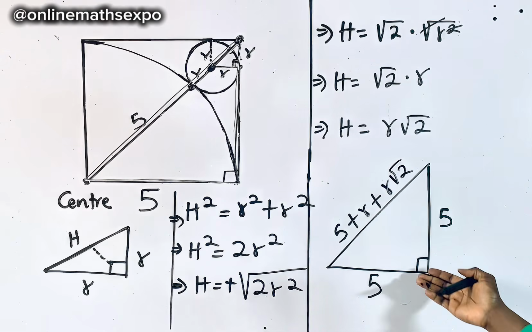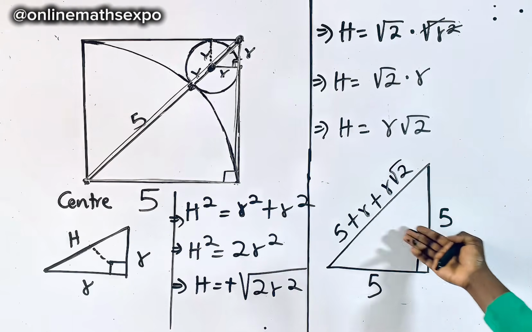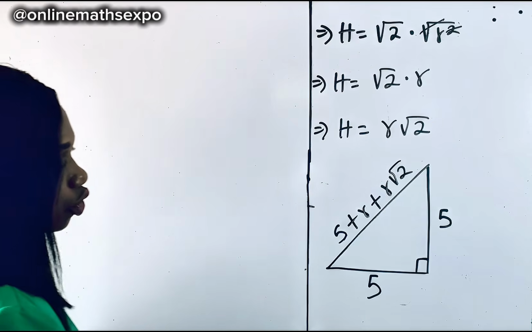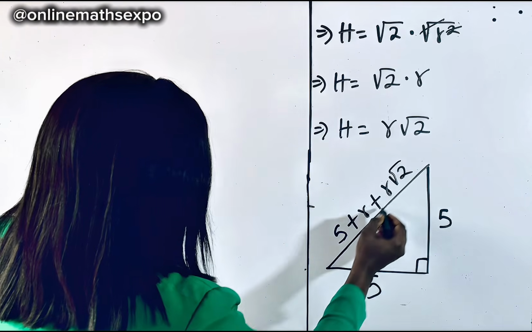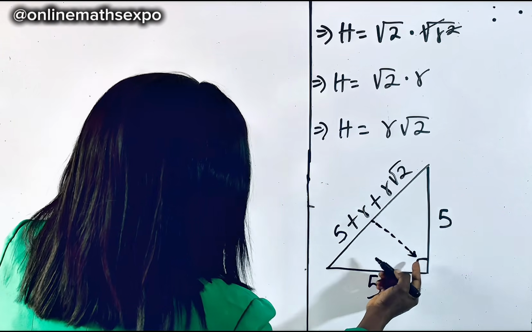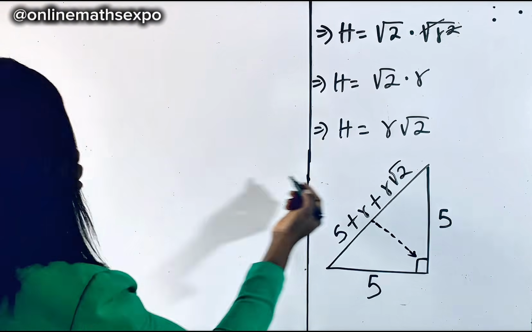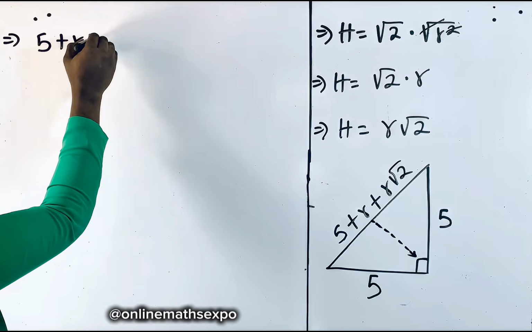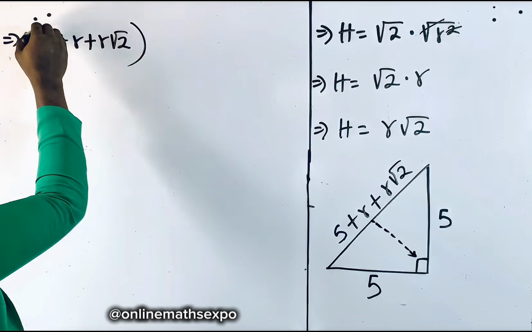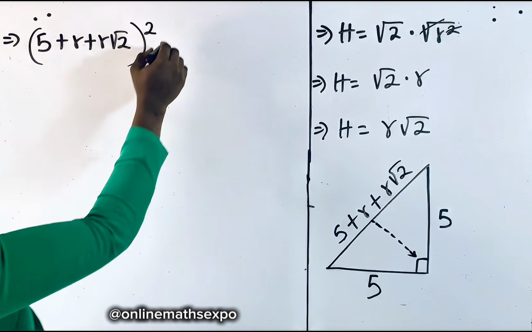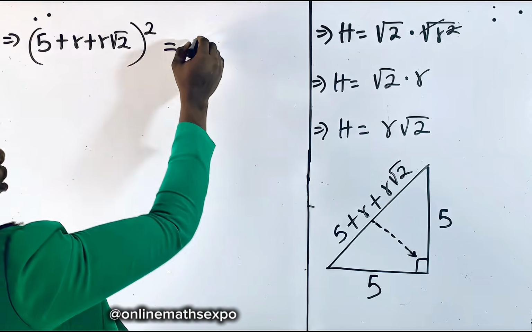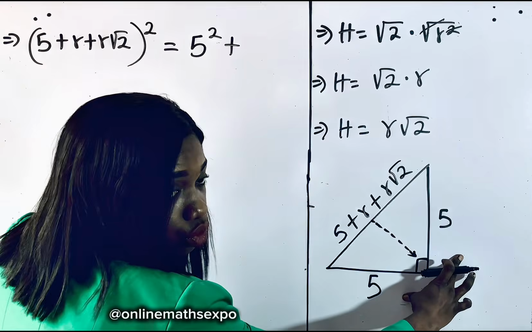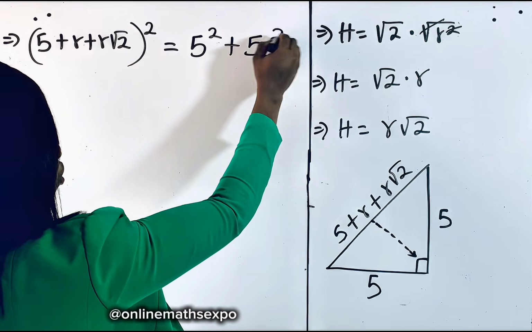So we're also going to apply our Pythagorean theorem on this. Let's do that together. Applying our Pythagorean theorem also, you remember that this length is the hypotenuse because it's opposite to the right angle. So this will give us 5 plus r root 2, we are going to square it, is equal to 5 squared plus, these are the two legs, so you square and sum. So this is what we have.